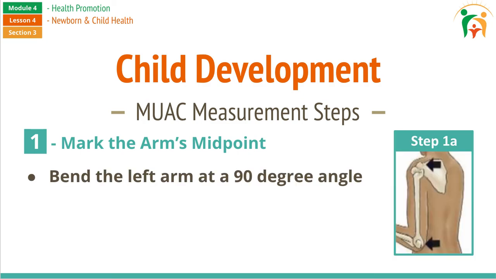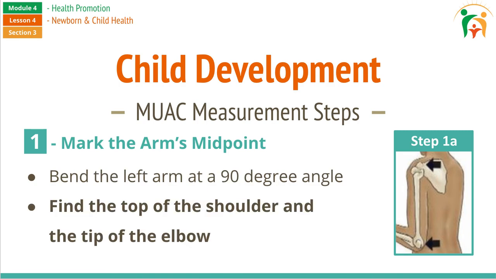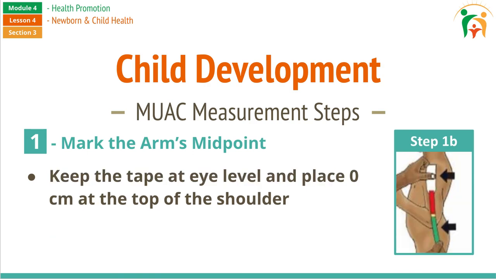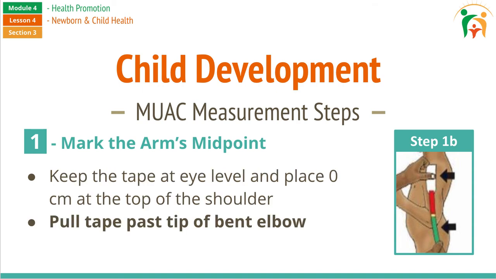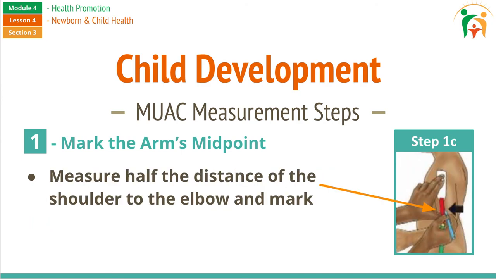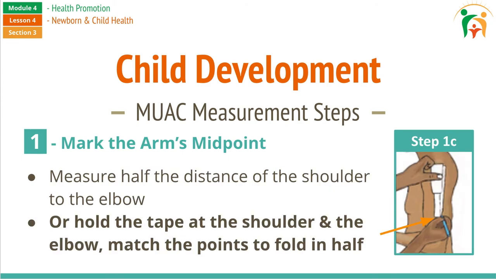Bend the left arm at a 90-degree angle. Find the top of the shoulder and the tip of the elbow. Keep the tape at eye level and place 0 centimeters at the top of the shoulder. Pull the tape past the tip of the bent elbow. Measure half the distance of the shoulder to the elbow and mark.